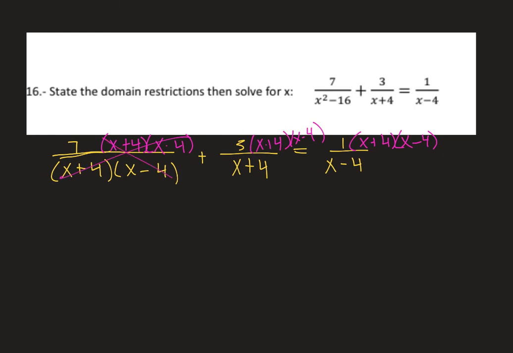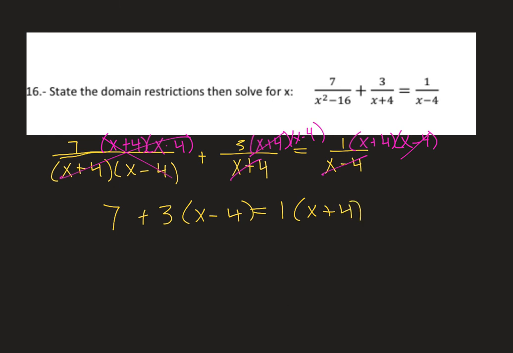So we are left here with 7. We'll cancel the x plus 4s, and that gives us 3 times (x - 4). Then we'll cancel the x minus 4s, and then we are left with 1 times (x + 4).